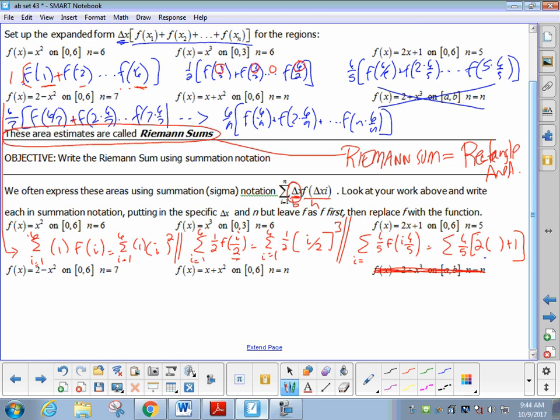So the next one, do you have something like 6 fifths times f of i 6 fifths? Yes? How many i's starting from where and going to where? 1 fifth, 2 fifths through 5 fifths. So i goes from 1 to 5. All right? So you should have a starting value of summation from 1 to 5 of 6 fifths f at i 6 fifths. But then you replace f at with 2 blank plus 1, and inside blank goes the i at 6 fifths. So you're putting in delta x and the i expression, and then you're replacing the function.